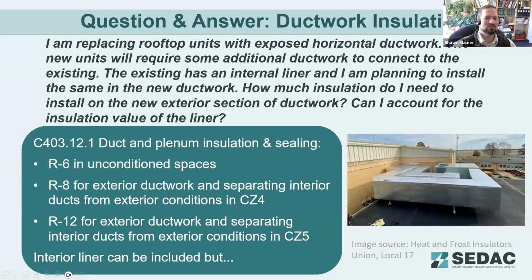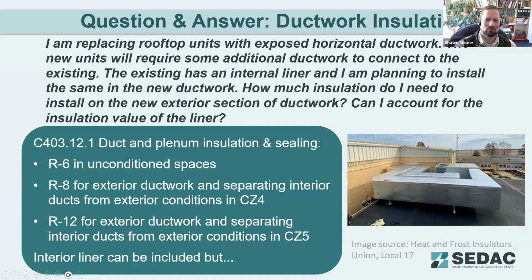So it's an existing building. We're going to start in chapter 5 again. It's going to refer us back to chapter 4 for mechanical systems. In C403.12.1, that's where it discusses duct and plenum insulation requirements. For exterior ductwork, since this is out on a rooftop, you need to have that R12 insulation. The interior liner, while it's generally not considered for its insulative properties, it does have them. They can be included in the R value calculation for that ductwork system.